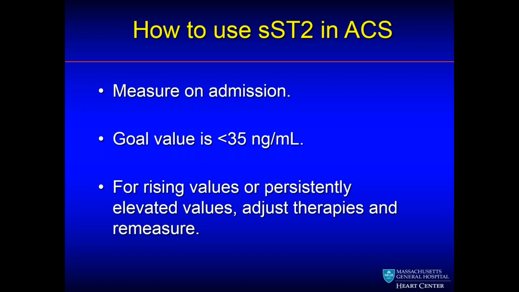Again, for rising values, persistently elevated values, once you're in the office, these are patients that are very likely remodeling and would benefit greatly from anti-remodeling therapy, including mineralocorticoid receptor antagonism, further adjustment of beta blockade, ACE inhibitors, and indeed, after the Paradise study, possibly the addition of sacubitril valsartan in acute myocardial infarction.